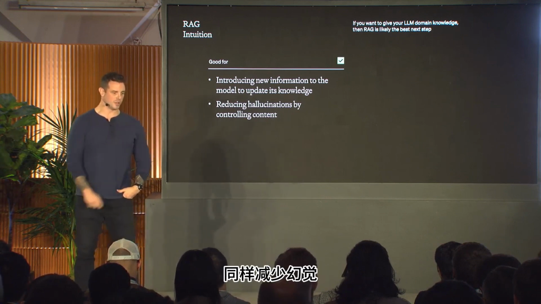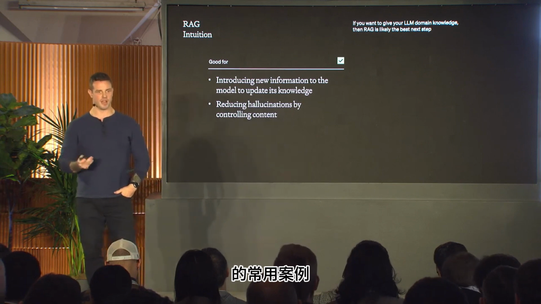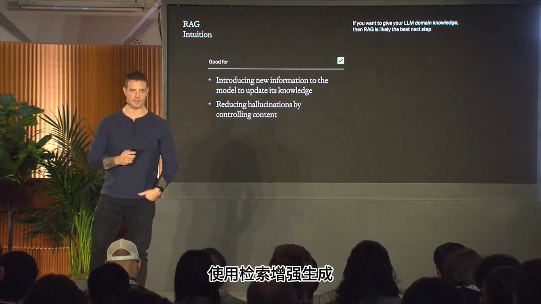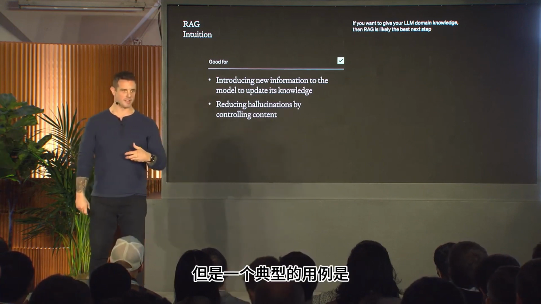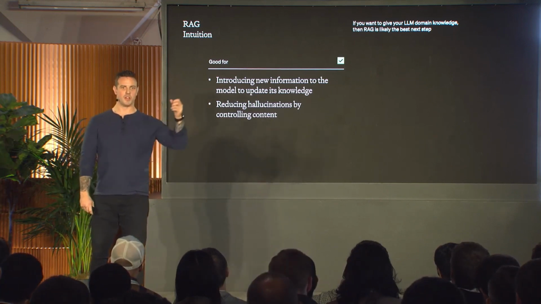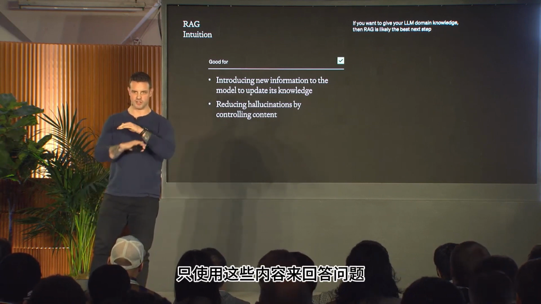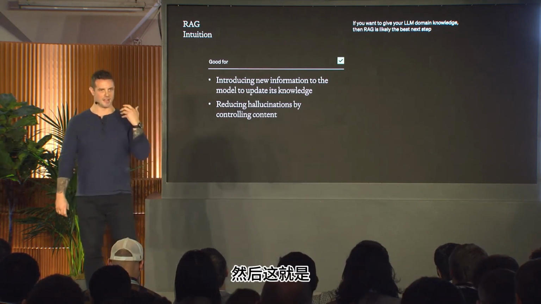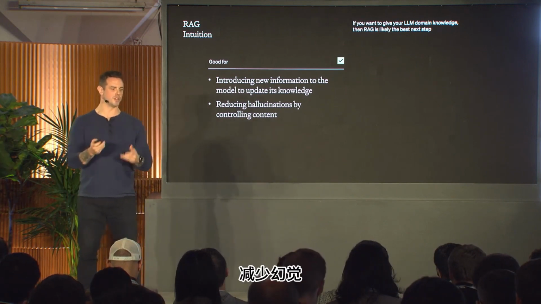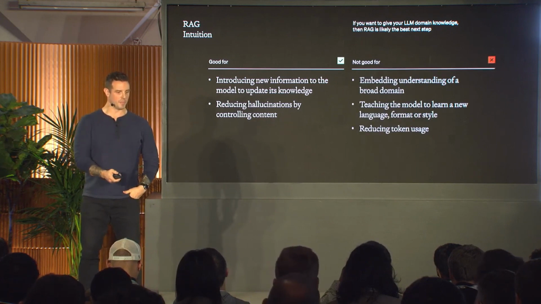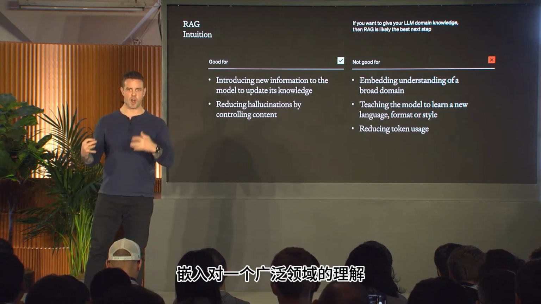Similarly, reducing hallucinations by controlling content is one of the very common use cases of retrieval augmented generation. We'll see a bit later how that pairs really nicely with fine-tuning, but a typical use case is you give the model content, and you instruct it to only use that content to answer questions and not use its own knowledge. That's a typical way folks try to constrain the model to a particular knowledge base and reduce hallucination.